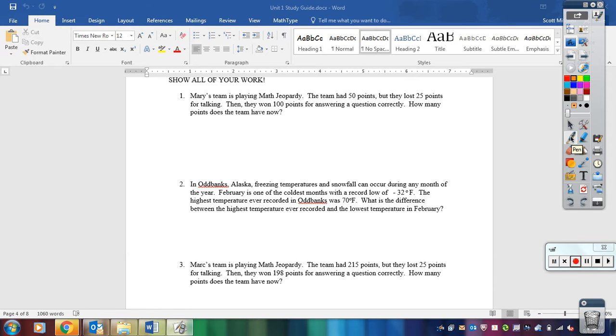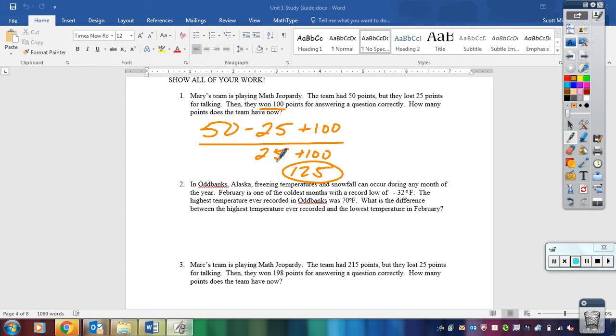Moving on to some word problems, it says Mary's team is playing Math Jeopardy. The team had 50 points, they lost 25 points for talking. Then they won 100. How many points does each team have now? This is called an expression. This is the expression that represents the situation. Now that I have the expression, I can simplify it to get the correct answer. 50 minus 25 is 25 plus 100, which is 125 points.